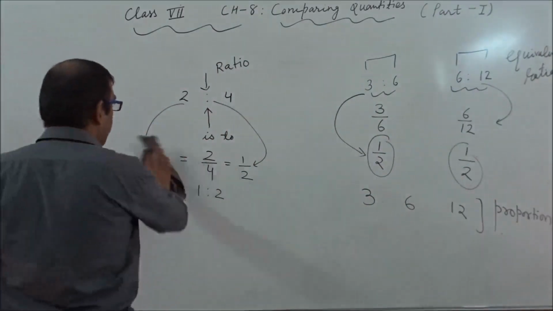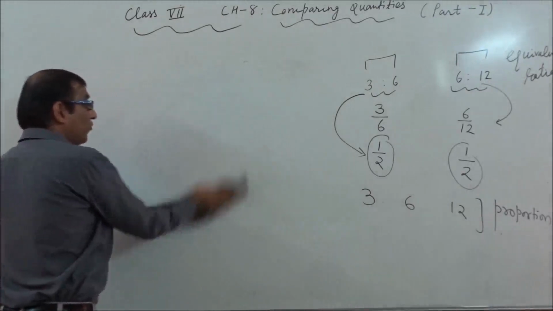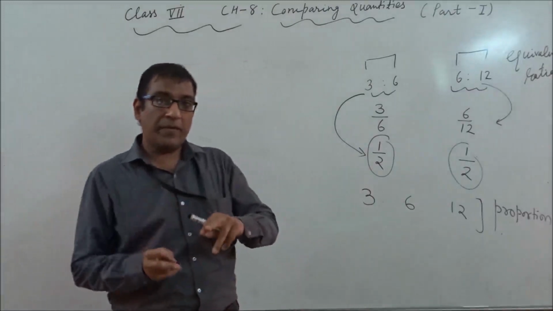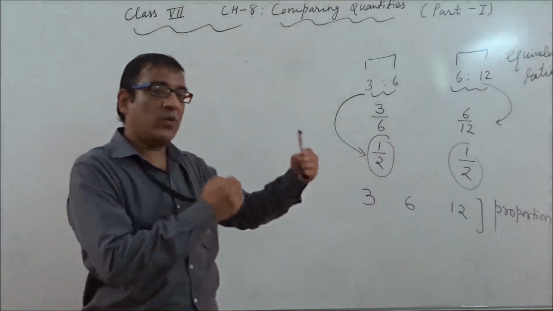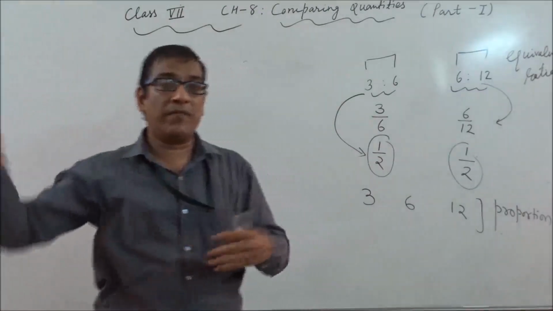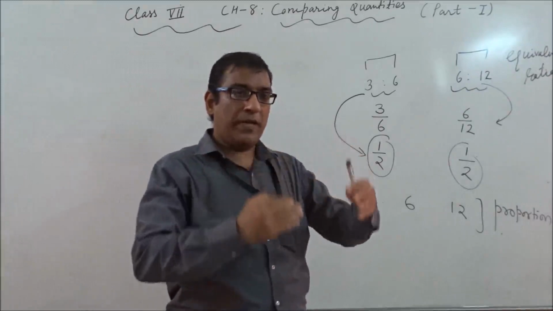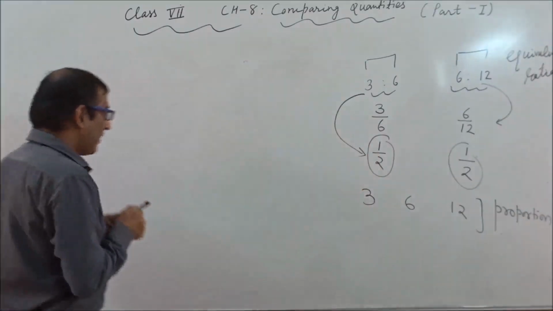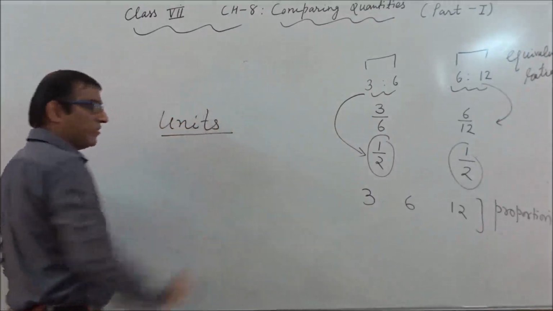After equivalent ratio, if we want to compare ratios, what is the necessary condition? Units should be the same. As I said earlier, we compare the height of two persons. We will not take the height of one person and the weight of another person and then compare them. So if we want to compare something, units should be the same. If units are the same, comparison is possible. Otherwise comparison is not possible.